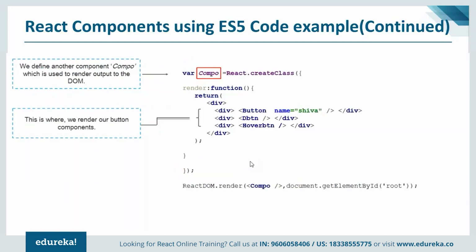And finally, we created the fourth and the final component, which will be used to render output to the DOM, in which we are calling all the other three components. And this component is getting called using ReactDOM.render. And the second argument for this is where I want to display. So before going into the benefits of ES6, let's see a demo of this particular example.